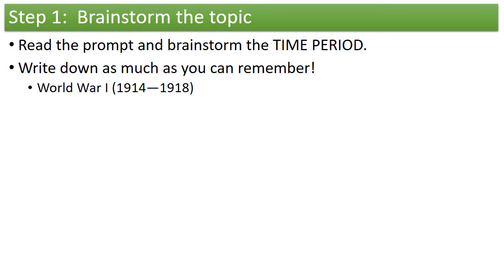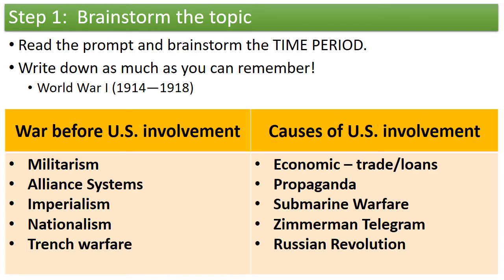Okay, hopefully you have now brainstormed the time period, and here is an example of what you should probably have written down. For the war before U.S. involvement, you would write down Maine, militarism, alliance systems, imperialism, nationalism. You might have written something like trench warfare or the assassination of the Archduke. Hopefully you've also written down causes of U.S. involvement, maybe economic, propaganda, submarine warfare, the Zimmerman telegram, and the Russian Revolution.